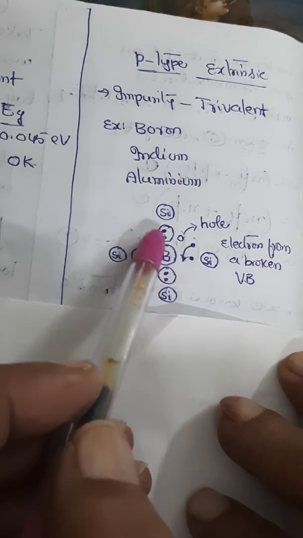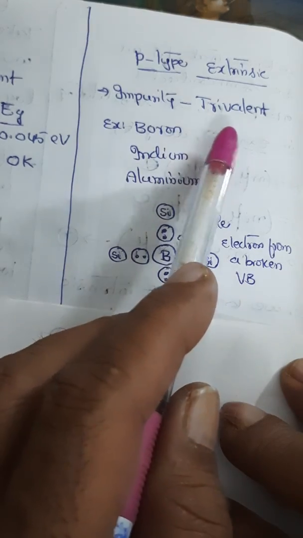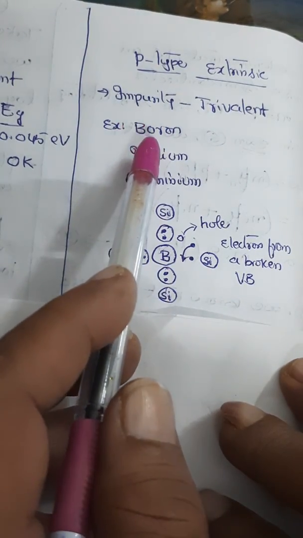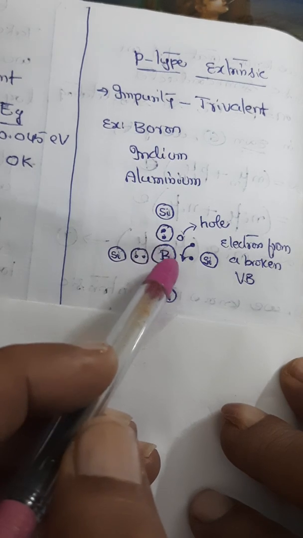I am repeating. We are trying to add a trivalent impurity like boron to the silicon crystal, pure silicon.